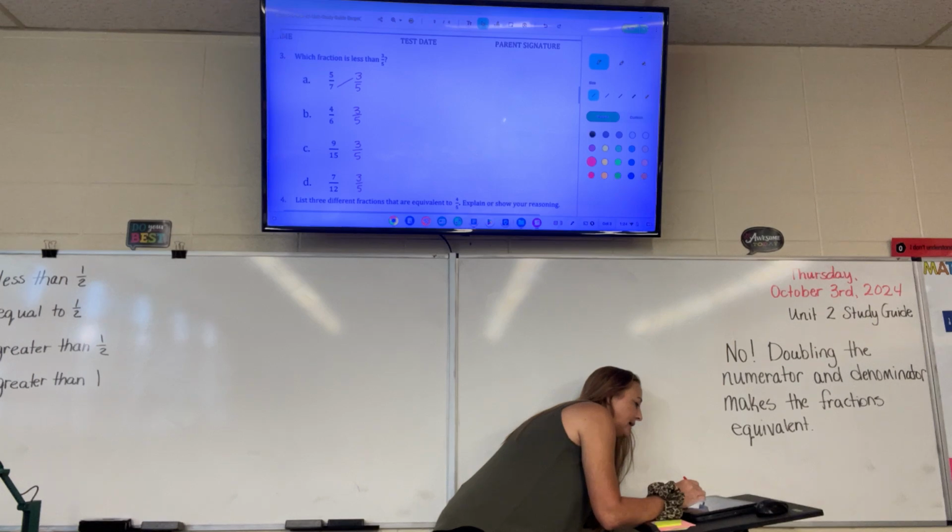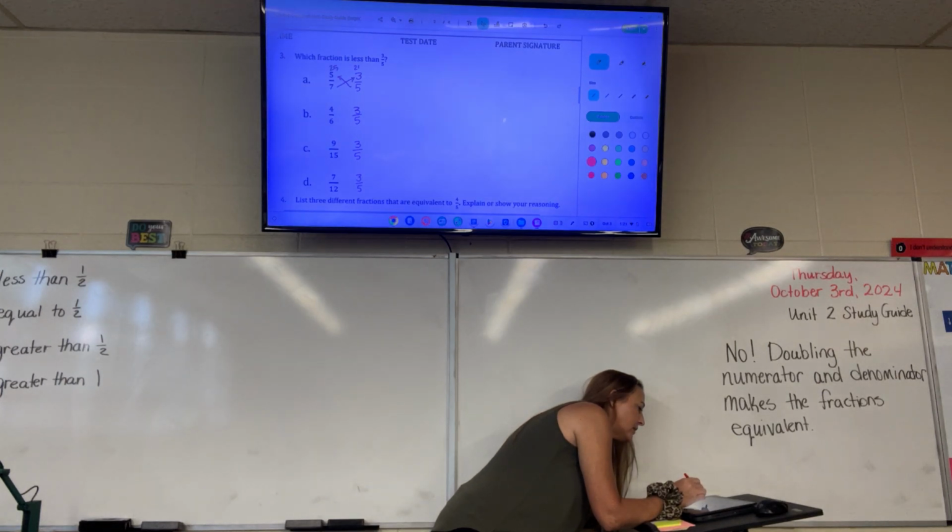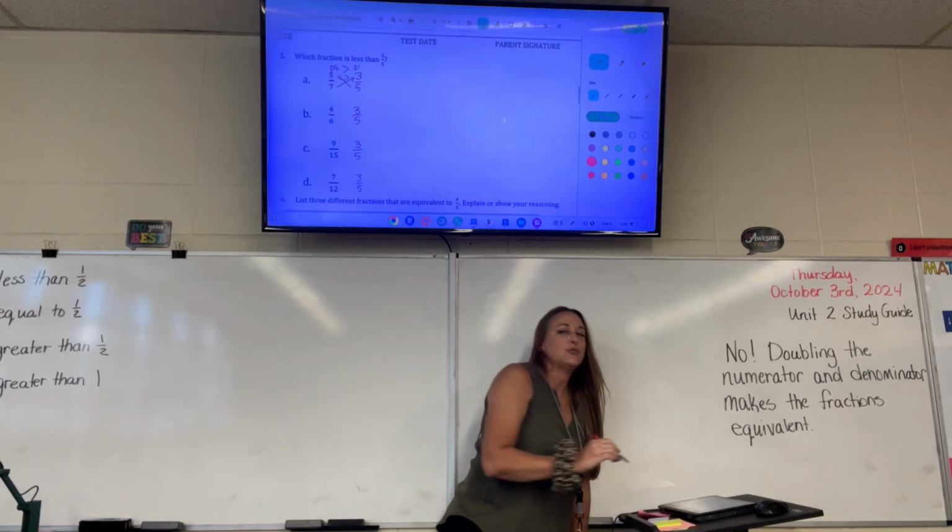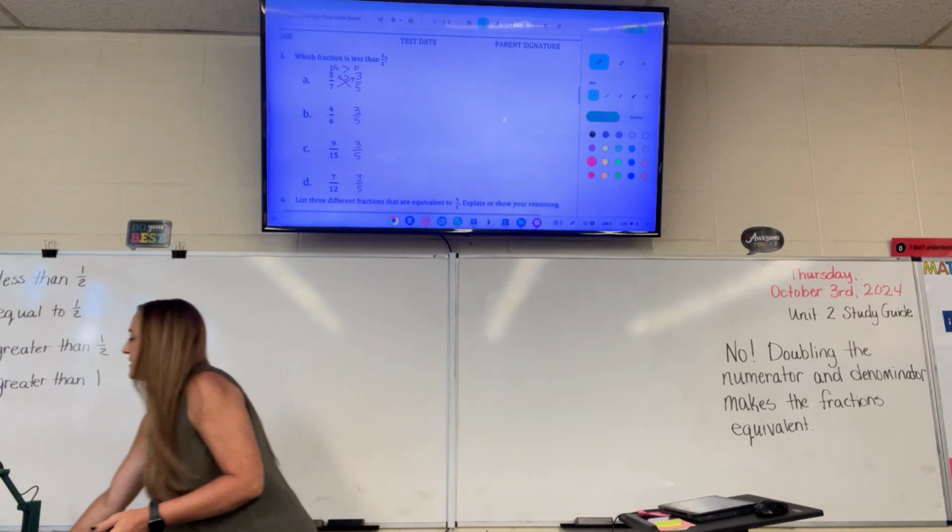7 times 3. Don't draw the lines, that makes it harder to see. What is it? 21. 5 times 5. 25. Good, Evan. So 25 is bigger than 21, so 5/7 is greater than 3/5.